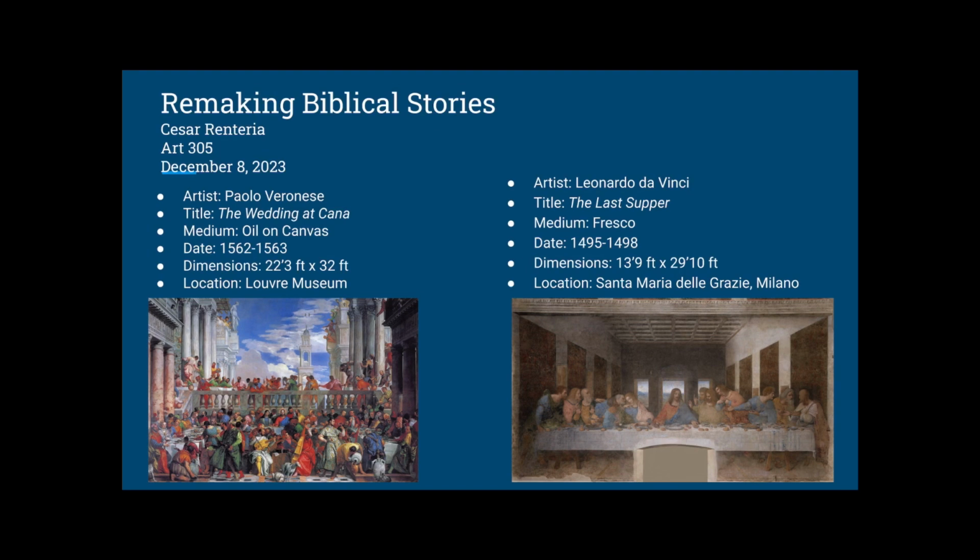Veronese started to paint his portrait in 1562 and finished in 1563. It is oil on canvas, and it is 22 by 30 feet and 32 feet. Both art pieces have a shared theme of being remakes of religious stories.